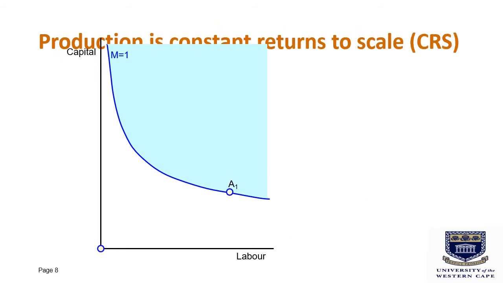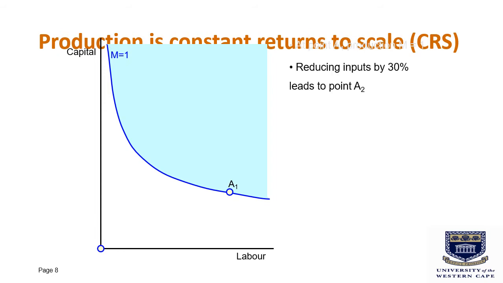So let's look at a production function in terms of constant returns to scale. So what do we know? If we increase or decrease both inputs, labor and capital, by a certain proportion, then we expect output to change by the exact same proportion. So in our case here, we have an isoquant where we've chosen the quantity of manufacturing to be equal to 1. We also have a point A1 that is represented on this line. We're also going to find another point on this line later.